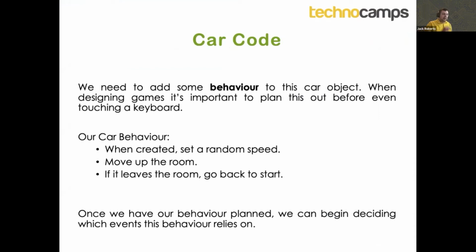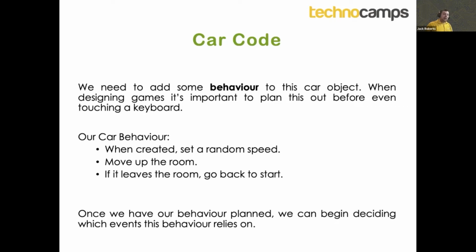Thinking about our car, we need to think about what it's going to do. And I've suggested these 3 things. I'm going to suggest that when we create the car, it chooses a random speed. The car's also going to move up the room, and we're going to say if it leaves the room, it jumps back to where it started.